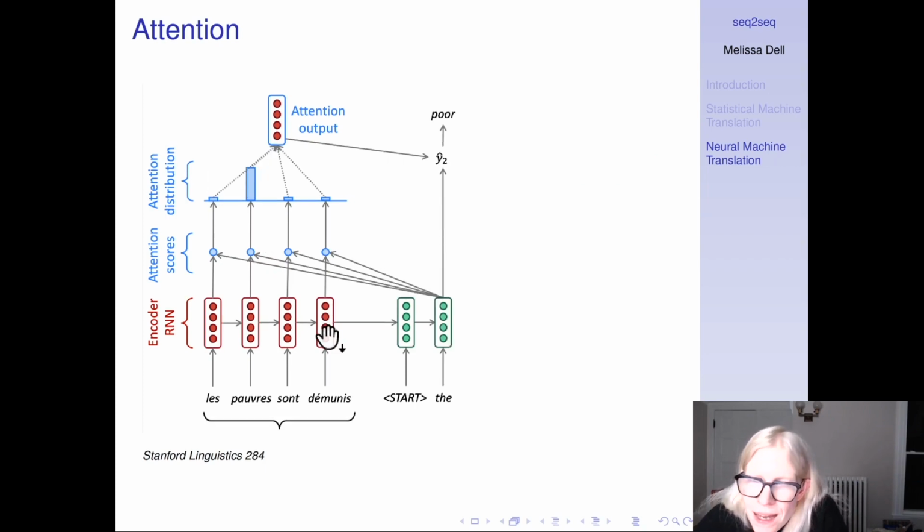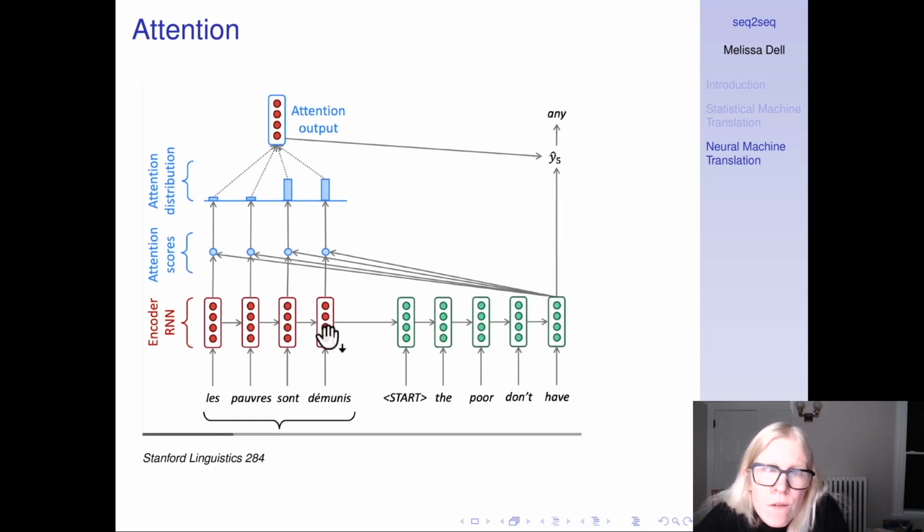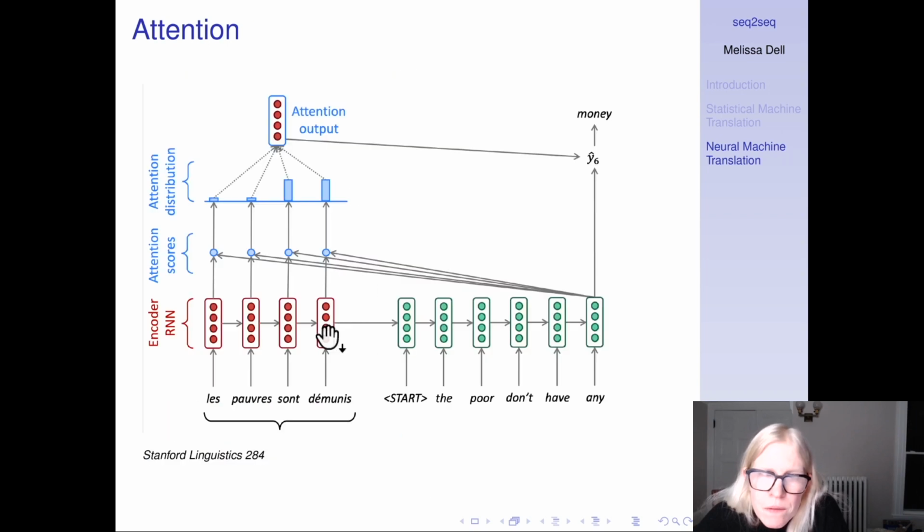And then we're going to do that again. This time we're going to take the dot product between the second hidden state of the decoder and each of the encoder hidden states, get an attention score, get the distribution from that by taking a softmax, use that to create the weighted sum of the encoder hidden states, which is our attention output, concatenate that, and so on and so forth until we reach an end token.